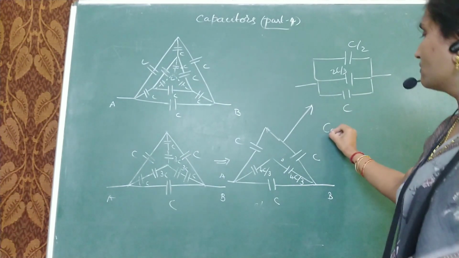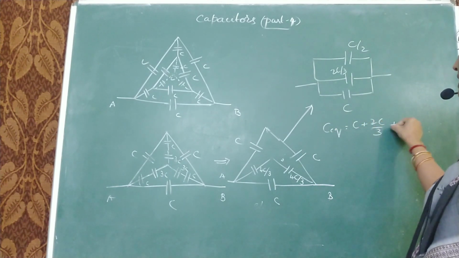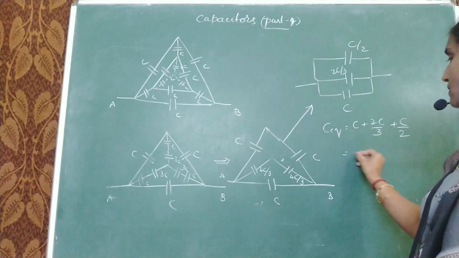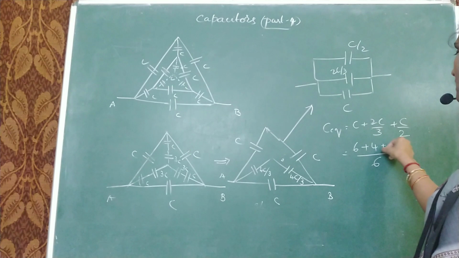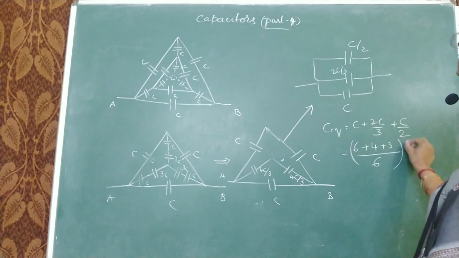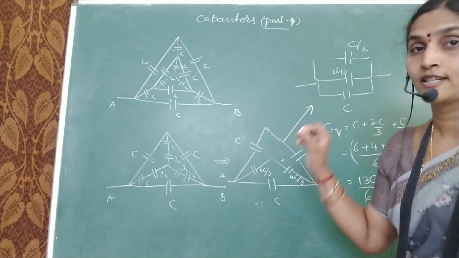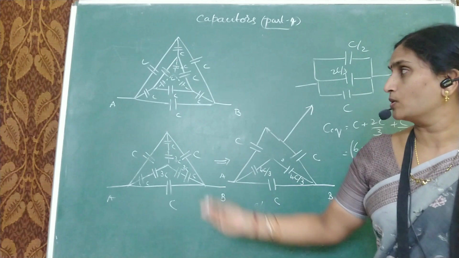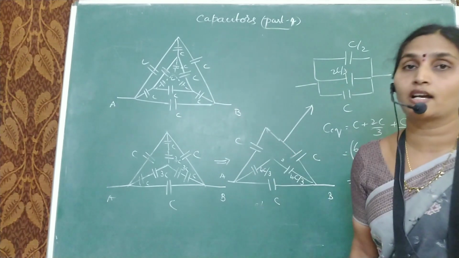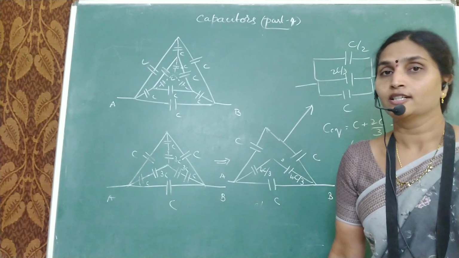So what will be your C equivalent equal to? C plus 2C by 3 plus C by 2. Take LCM. 6 plus 4 plus 3, times C. Okay, that's nothing but 13C divided by 6. So this is how, depending on the question, you have to know how star to delta or delta to star conversions can be applied. And you can further simplify the circuit.